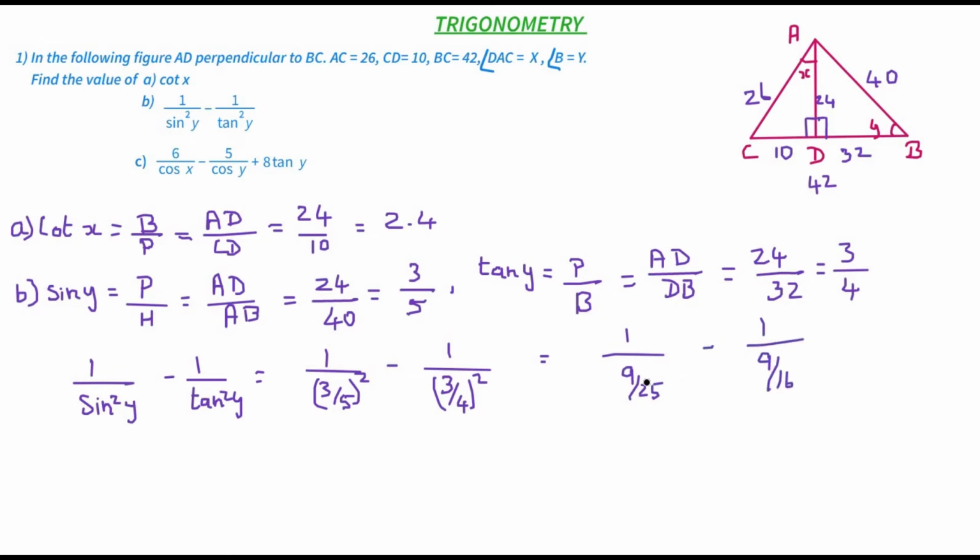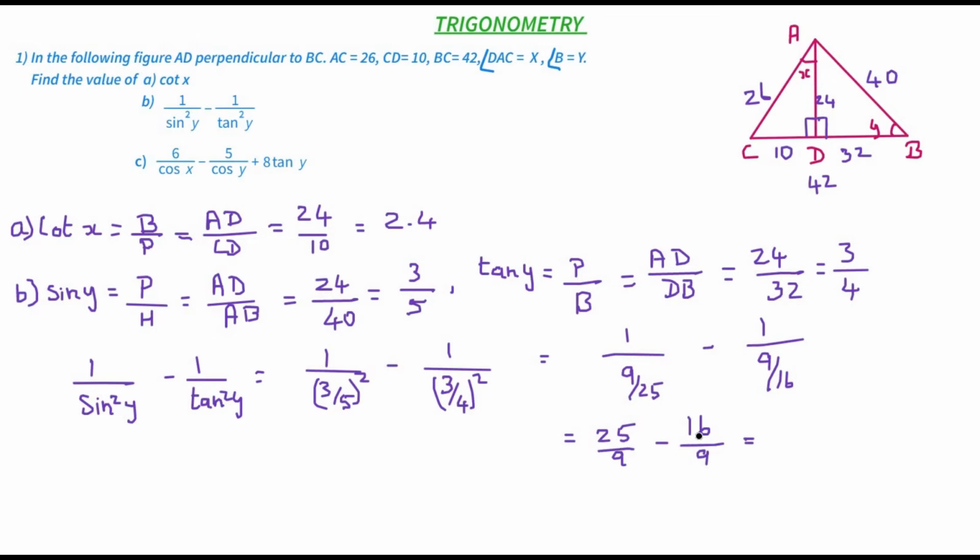So whenever we have the fraction in the denominator, we will reciprocate it. So when you reciprocate it, we get it as 25 by 9 minus 16 by 9. And now these are like fractions. We have the same denominator. So whenever we have the same denominator, we can directly subtract it. Whenever we have different denominators, those are unlike fractions, then we take LCM. So here no need to take LCM.